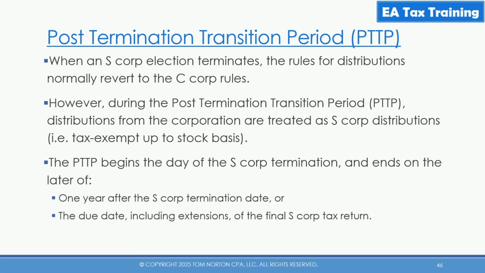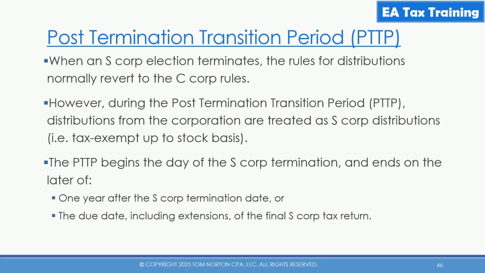However, you get this kind of grace period called the post-termination transition period, when even though you are technically a C corporation, you can treat the distributions as if you were an S corporation, and therefore they will be tax exempt up to the stock basis, following all of those rules that we just talked about.